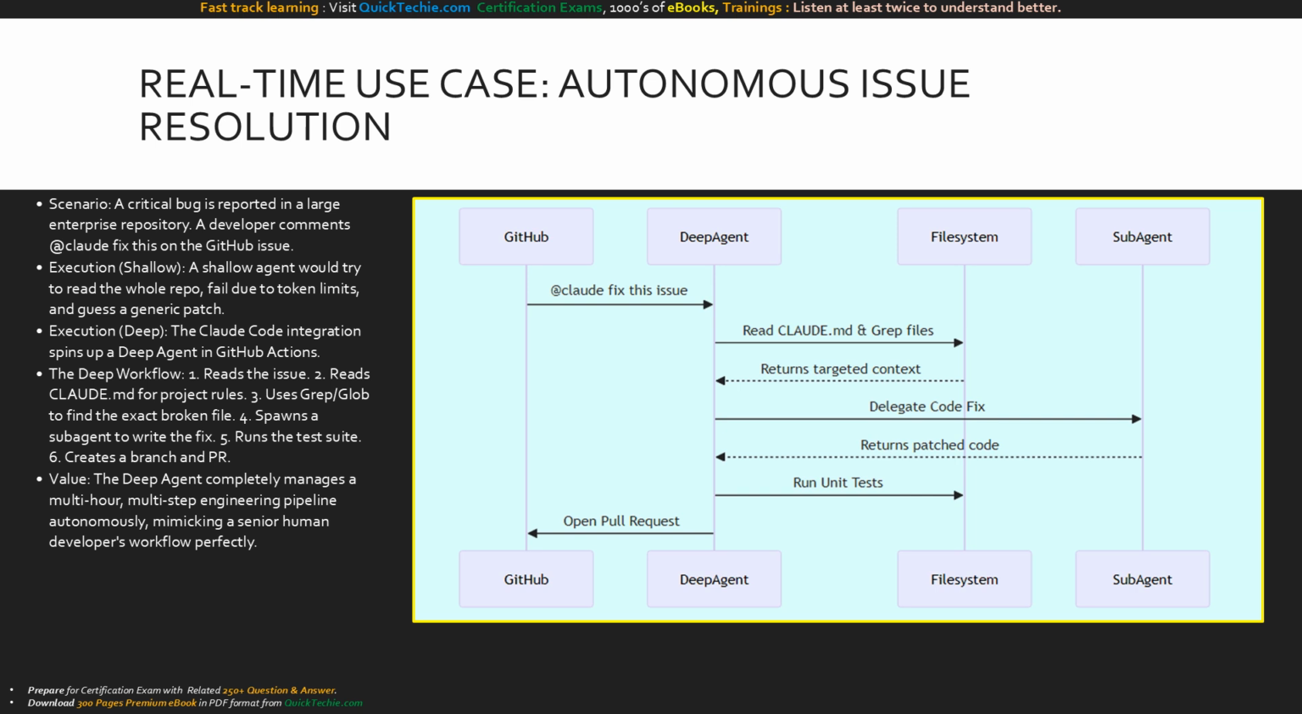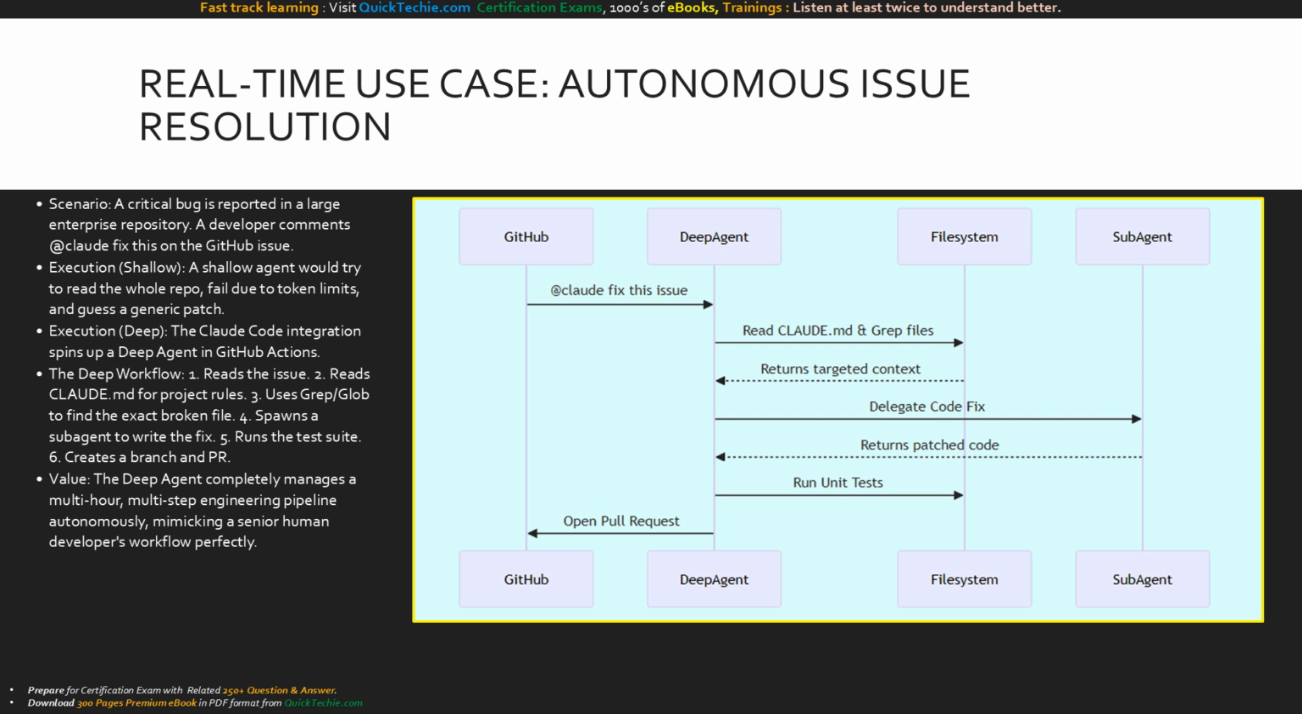First, it reads the issue. Second, it pulls Claude.md to understand your specific architectural rules. Third, it uses grep tools to surgically locate the broken file. Fourth, it spawns an isolated coding subagent to write the fix. Fifth, it runs your test suite, and upon success, creates a formatted pull request. The value is astronomical. The deep agent autonomously manages a complex engineering pipeline, perfectly mimicking how a senior human developer approaches a problem.